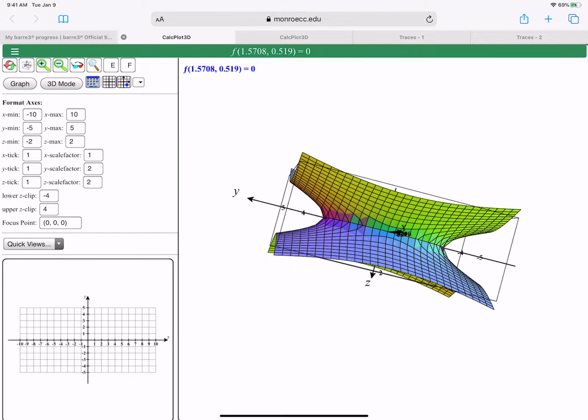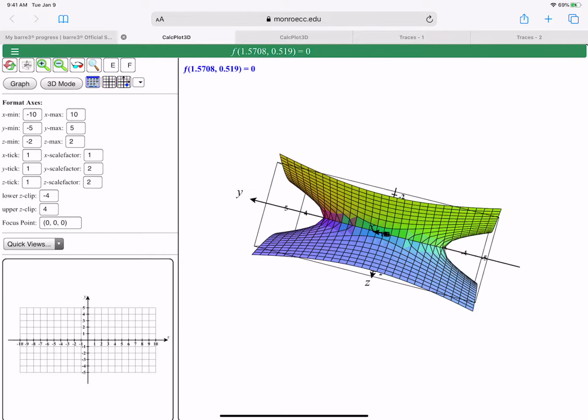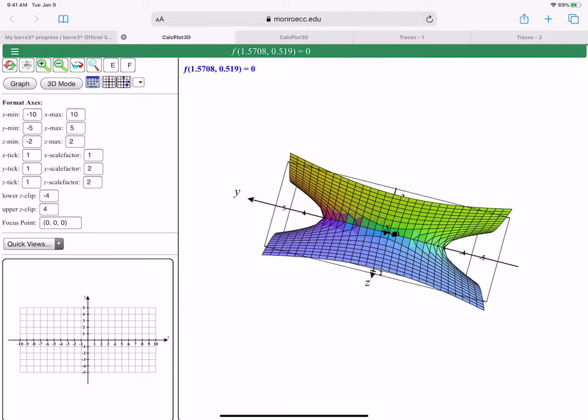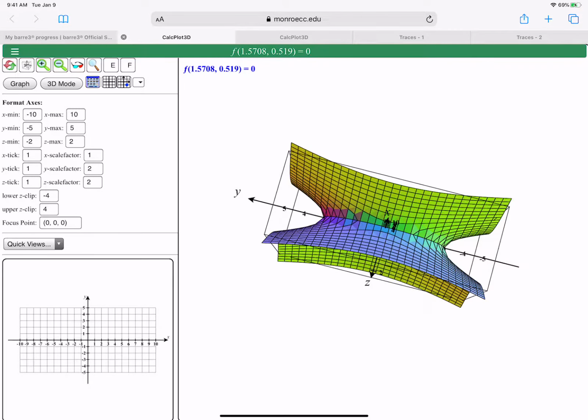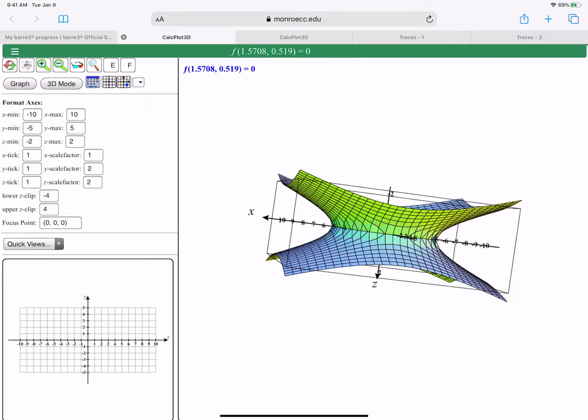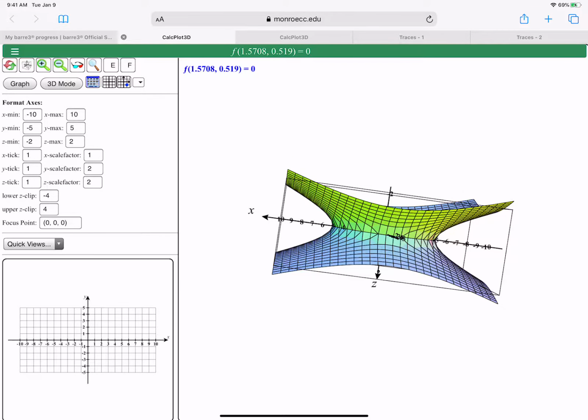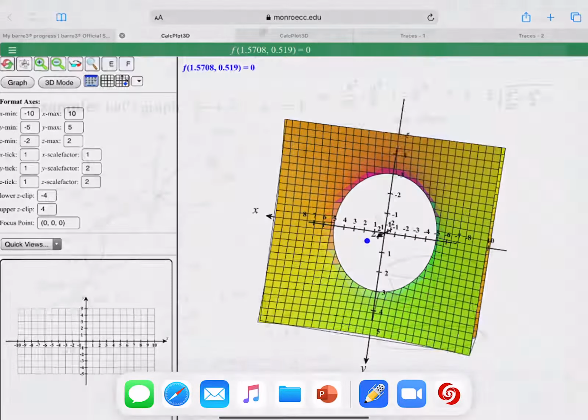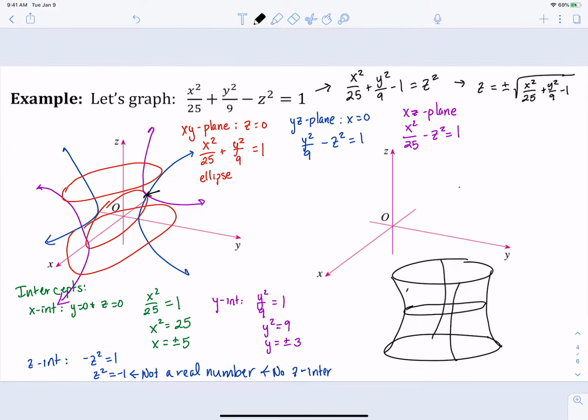And also if we look at it sort of straight on the x-axis, you can see that hyperbola that goes through -3 and +3 on the y-axis. And if we look at it this way, you can see that hyperbola that goes through 5 and -5 on the x-axis. All right, now it's going to keep spinning.